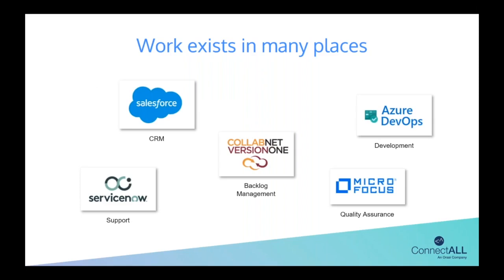Okay, so when we talk about a connected tool chain, it's all about moving work from place to place. So what do I mean by that? Well, today, work exists in a lot of different places. You have lots of tools in a production environment these days. In any kind of corporate environment, you might have tools on the front end for managing, let's say, your support process or your customer relationship management process. Tools like, for example, ServiceNow and Salesforce. Could be any of a dozen different tools in each category.